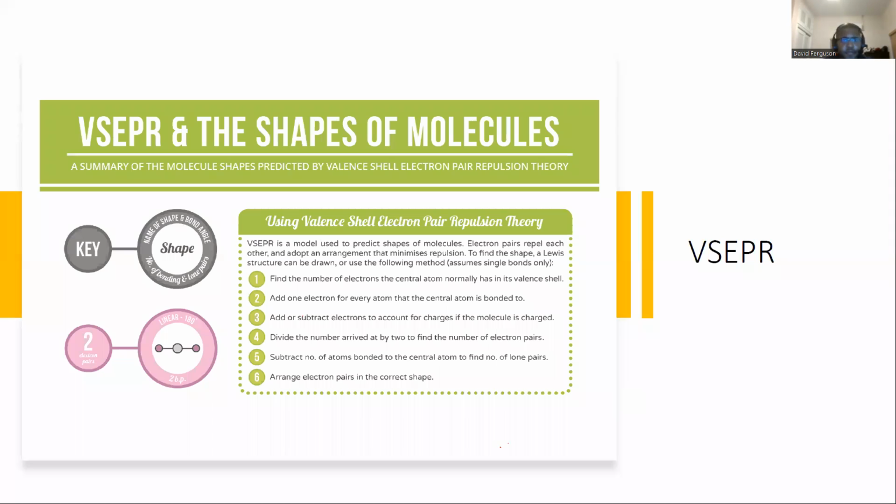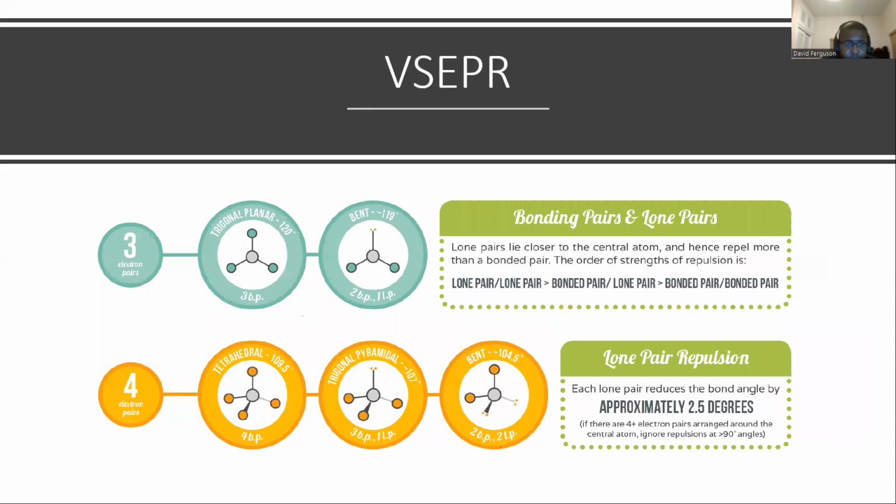So another way for us to phrase this: find the number of electrons the central atom normally has in its valence shell. Add 1 electron for every atom that the central atom is bonding to. This is just one way to go through it. The main idea I want you to take away from this is to arrange electron pairs in the correct shape.